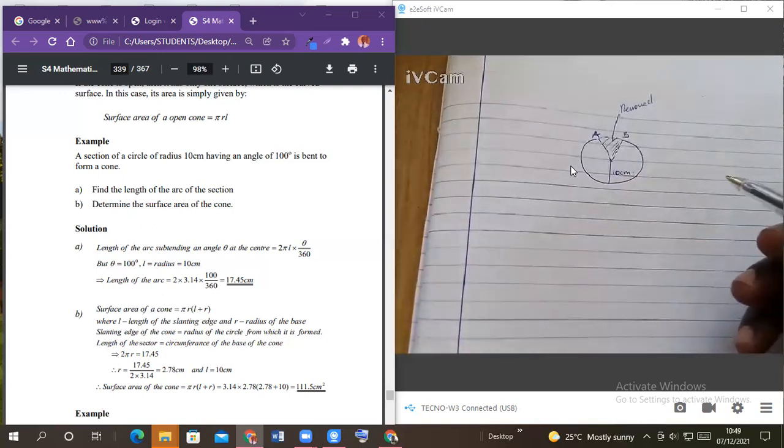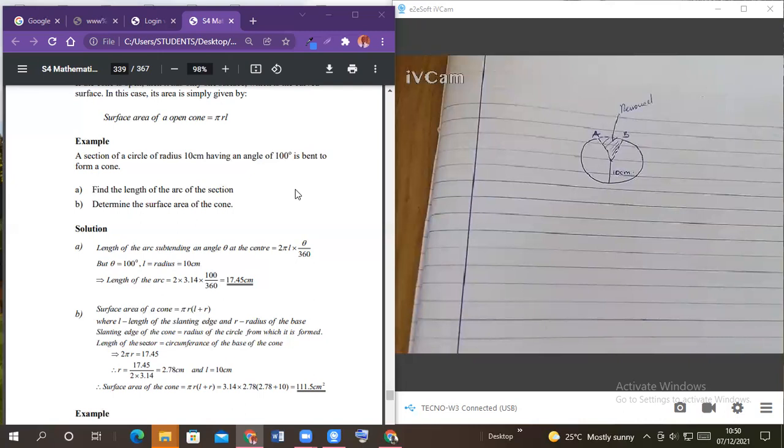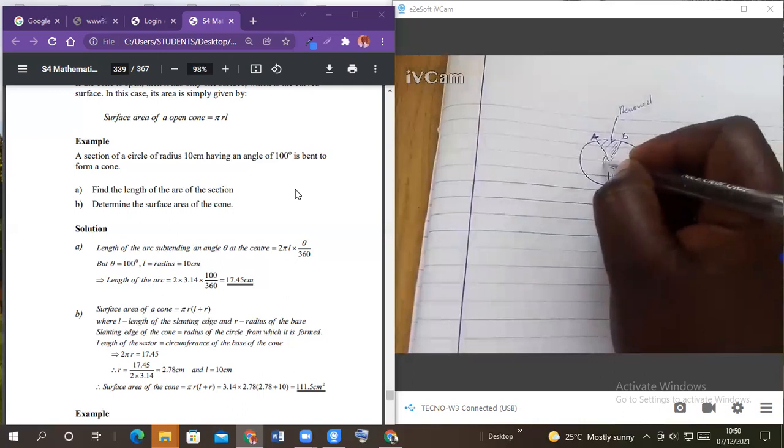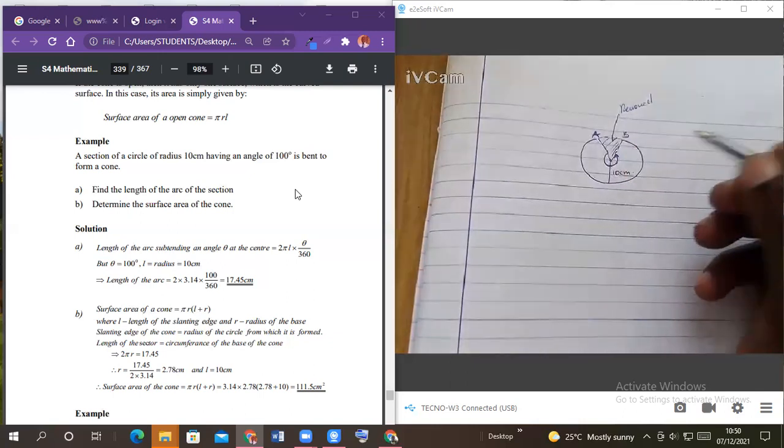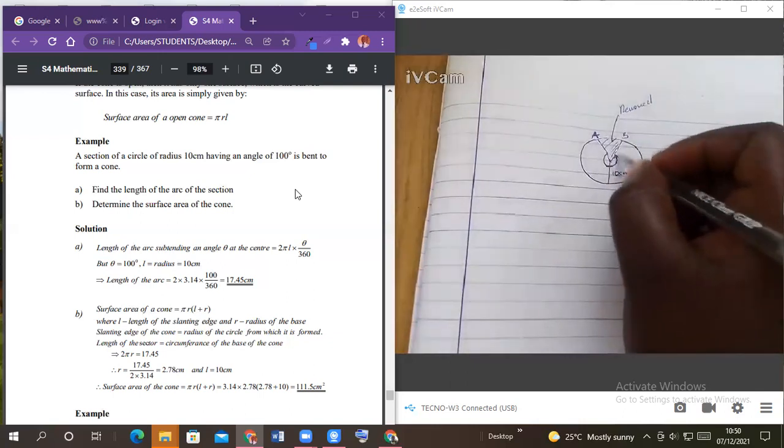But they are saying that the section of a circle of radius 10 centimeters having an angle of 100 degrees is bent to form a cone. And what are they asking for? They are telling us to find the length of the arc of the section. So if this is the angle here, because we have cut out this part, the part that I've shaded has been cut out, that means we remain with this part here.